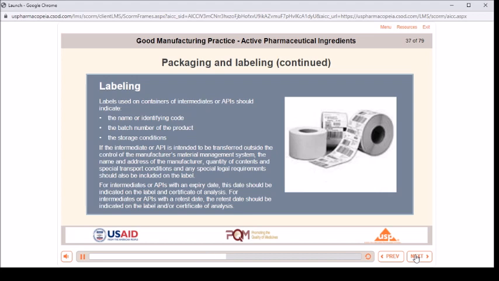For intermediates or APIs with an expiry date, this date should be indicated on the label and certificate of analysis. For intermediates or APIs with a retest date, the retest date should be indicated on the label and/or certificate of analysis.